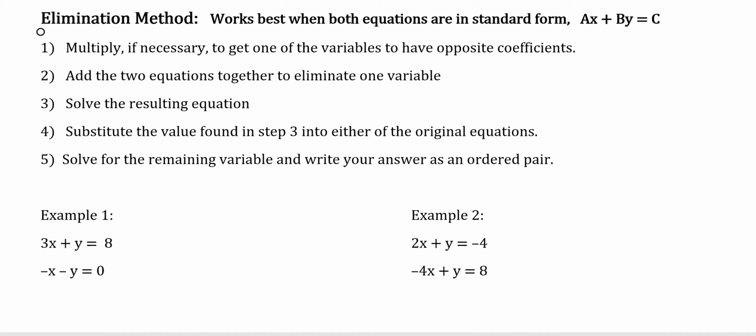The elimination method works best when both equations are in standard form: Ax plus By equals C. That means x and y are on the same side. And here are our steps.